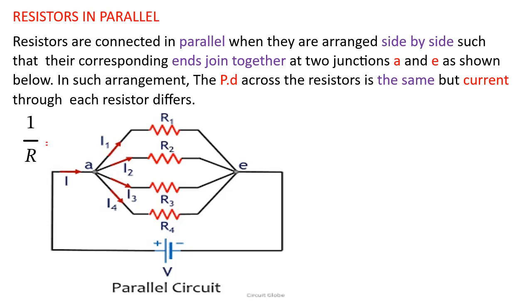Therefore, when resistors have such an arrangement, we can get the combined resistance or the equivalent resistance as 1 over R equals 1 over R1 plus 1 over R2 plus 1 over R3 plus 1 over R4. This is the equivalent resistance when they are connected in parallel.